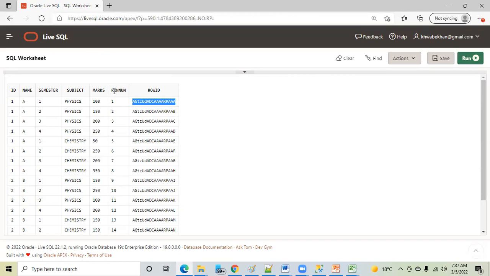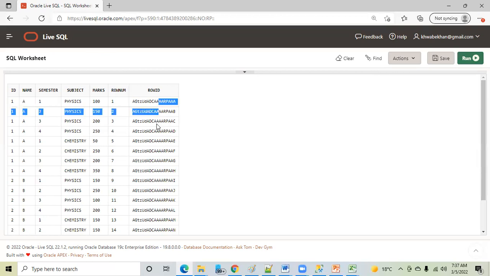So this row num, this row ID, these are like pseudo columns, which the SQL engine takes care of. You don't have any control on this. Are you getting my point? Yeah, you don't have any control. This row ID, you don't have any control. The SQL engine is giving you that this is the address.